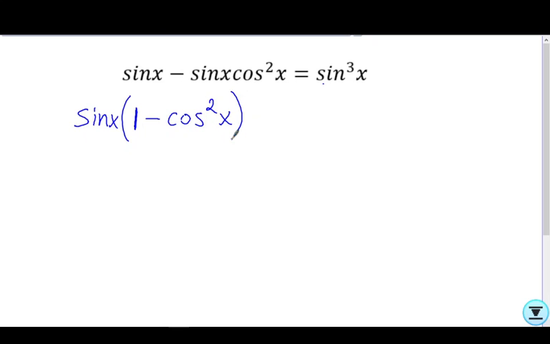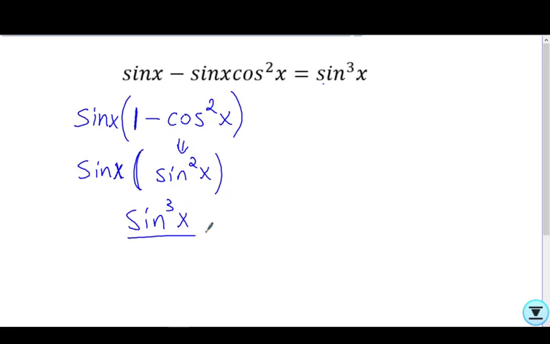And this should be getting kind of familiar to my students at this point. 1 minus cosine squared, that's one of the Pythagorean identities that we have. And this, we end up changing to sine squared x using the Pythagorean identity. And then sine times sine squared, which is sine times sine times sine, or sine cubed x, which is the answer we're looking for. So this one's really straightforward and easy.